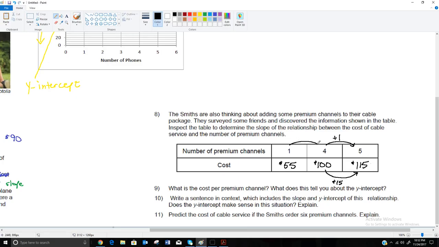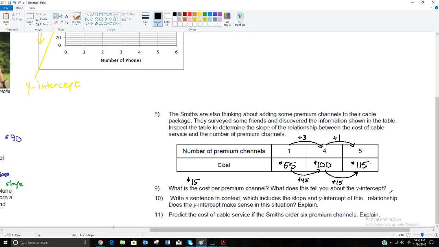Let's double check it with this one that's a little bit harder. So when we added 3, if they're $15 a piece, we should add $45. Is that the case? And yes, it is. So one additional channel is 15, 3 additional channels was 45. So we are finding that the cost per premium channel is $15.